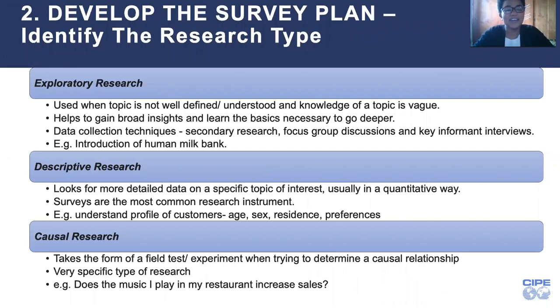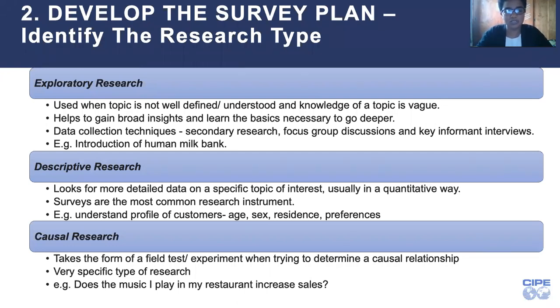You need to identify what type of research you are trying to conduct, what type of survey. The type of survey is influenced by the type of research that you're trying to do. For example, three main categories are usually known. It could be exploratory research. It's a research or a survey about a topic that has not been understood. It's something new that is being introduced.